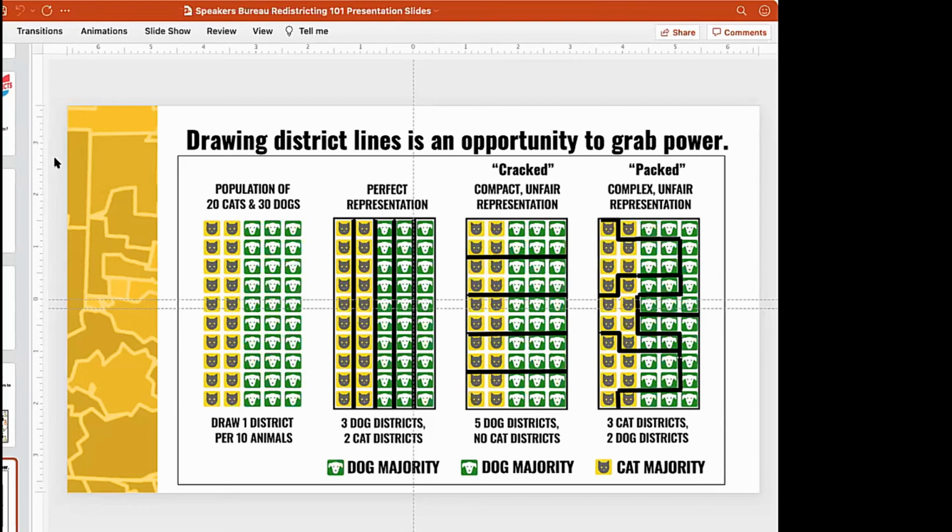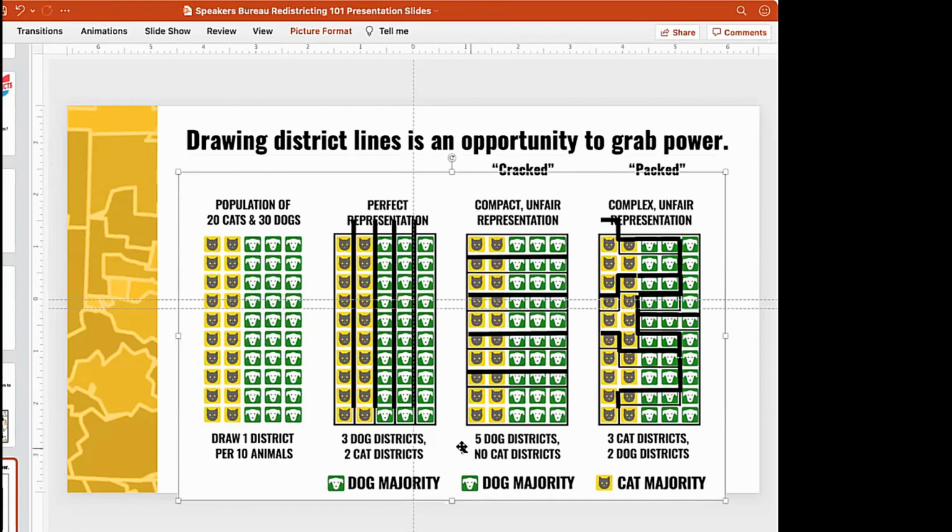They can also pack the districts, and what that means is they can create token districts where they allow the cats to have a majority, but they make sure that it's not enough to make a difference in voting. So anyway, in the third box right here, we have 5 districts where always the dogs are in the majority.